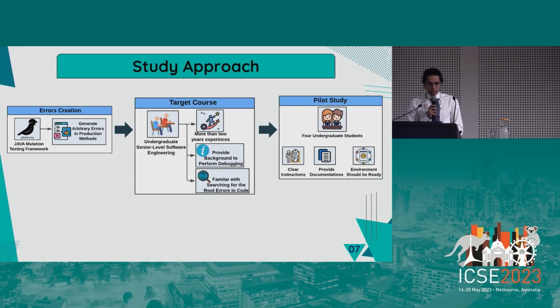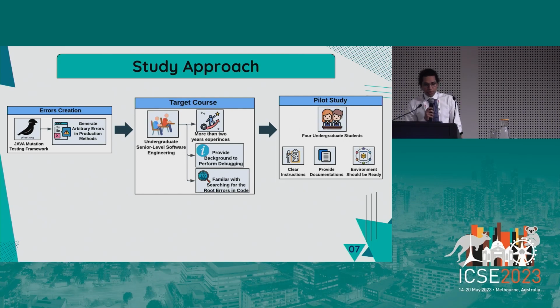Then we targeted the course. The course is for undergrad level students in software engineering, so the students have more than 2 years of experience in programming. We provide information about how they debug and how they try to find issues, and then we give them familiarity with how they can find a bug and issues in the source code.